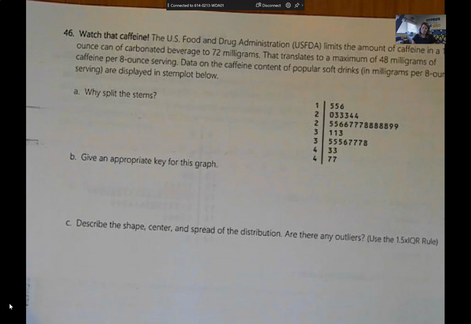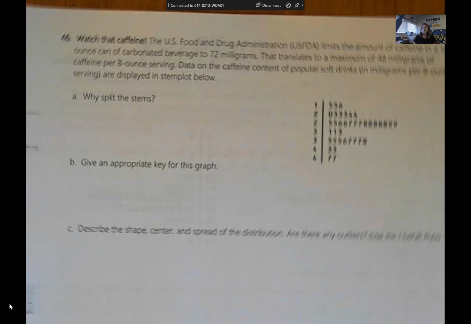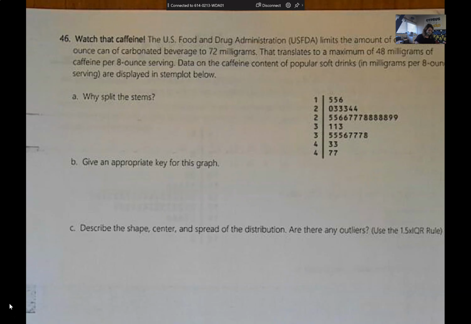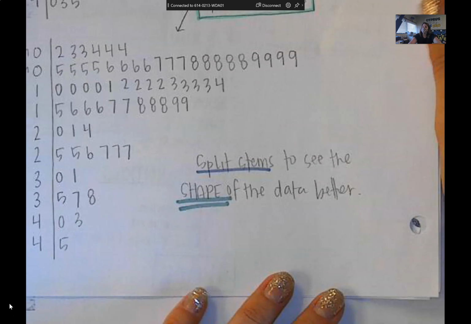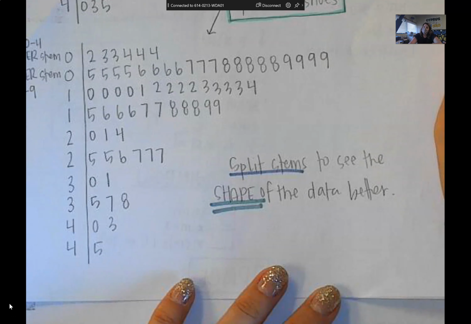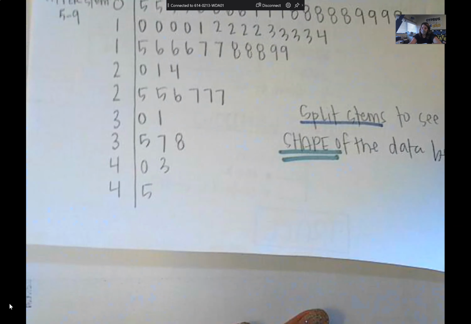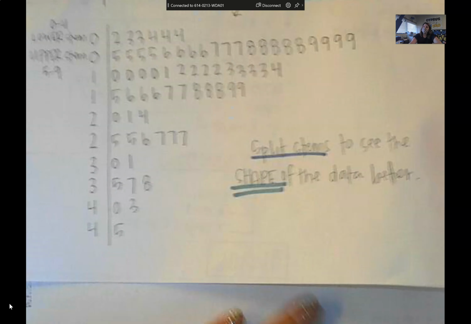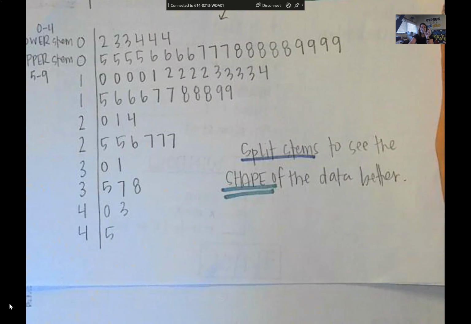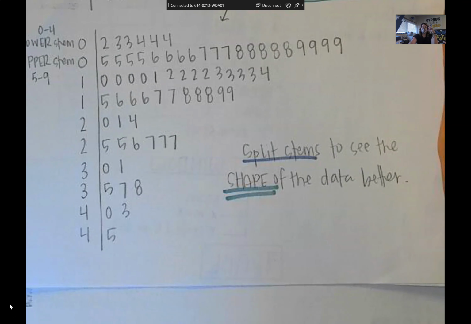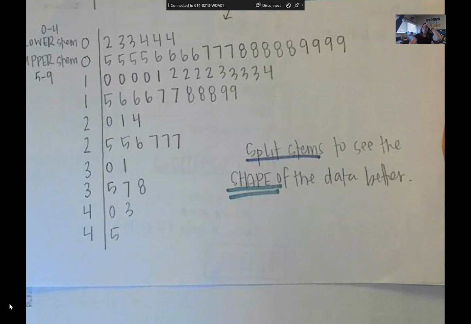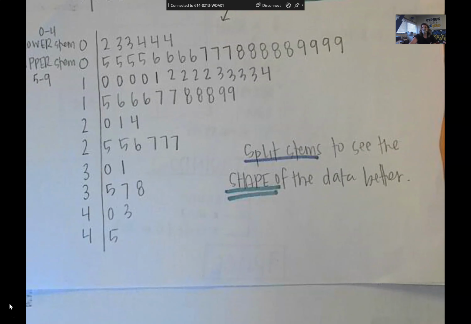So number 1 wants to know why we split the stems. And in our notes that go along with stem plots, we have written that you split stems to see the shape of the data better. If you look at the stems on number 46, they only go from 1 to 4. That set of data is so small, there's only 4 stems, that if we split the stems out, that's going to make it so that we can see the shape of the data better.